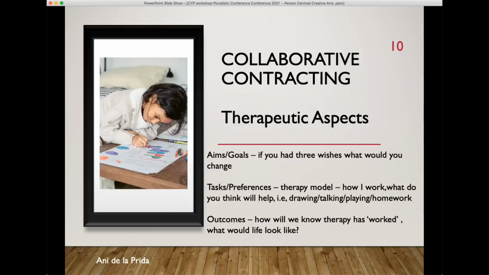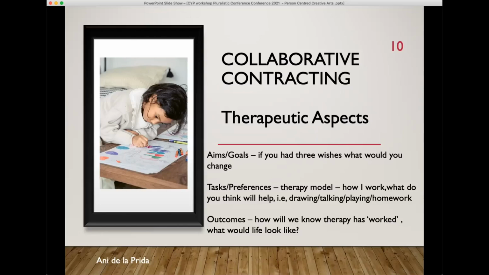Outcomes is a really important one, I think. That is linked to tasks and preferences. And even before I described myself as pluralistic and person-centred, when I was person-centred, I still did this. I might not have named it tasks and preferences. I might not have called it those words in that type of a structured way. But always have I felt it was important to negotiate with clients of any age what they want to do and what they want to get.